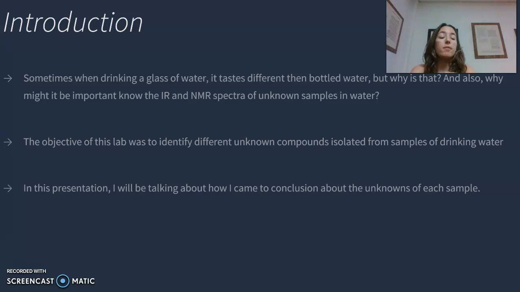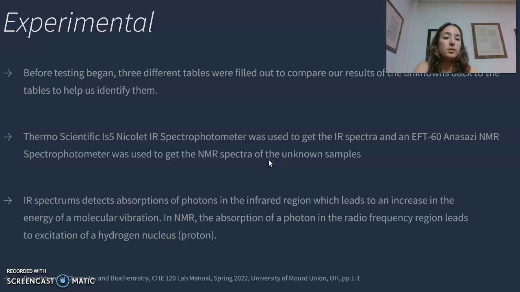So the objective of this lab was to identify the three unknown compounds isolated from drinking water. So I will be talking about how I concluded what each unknown was and how I went through that process. So before testing began, there were different tables that we needed to fill out so that we could compare our findings with the NMR spectrum and our IR spectrum back to those tables. So the thermoscientific spectrophotometer was used for the IR spectrum, and the EFT60 was used for the NMR spectrum.